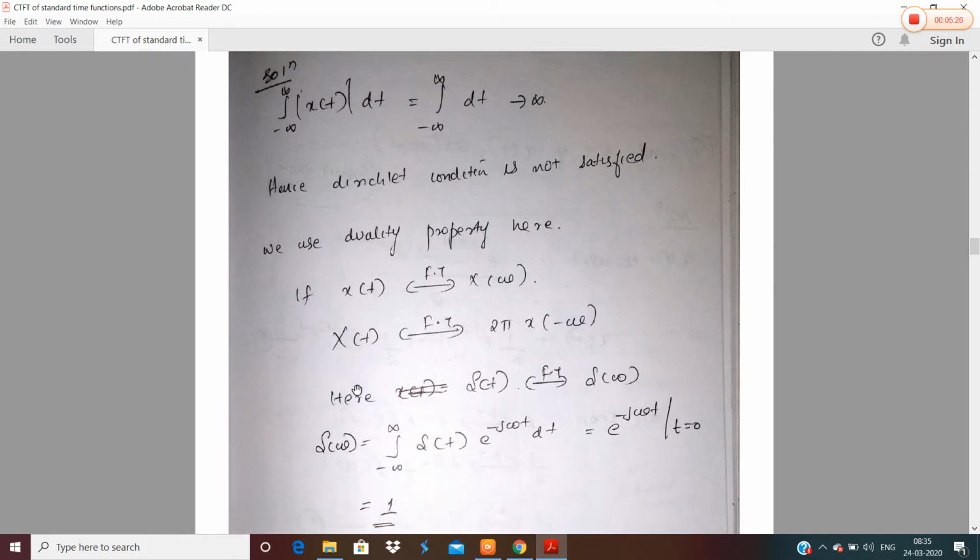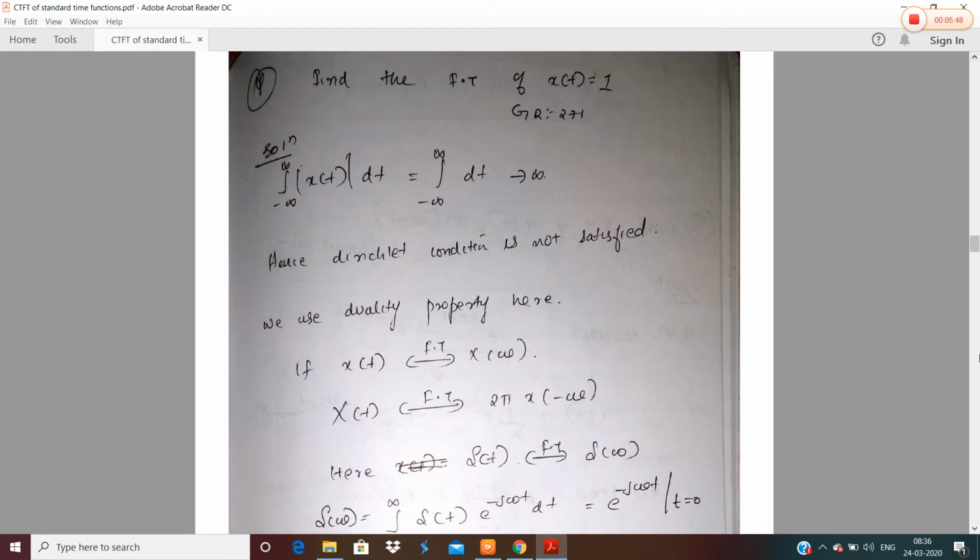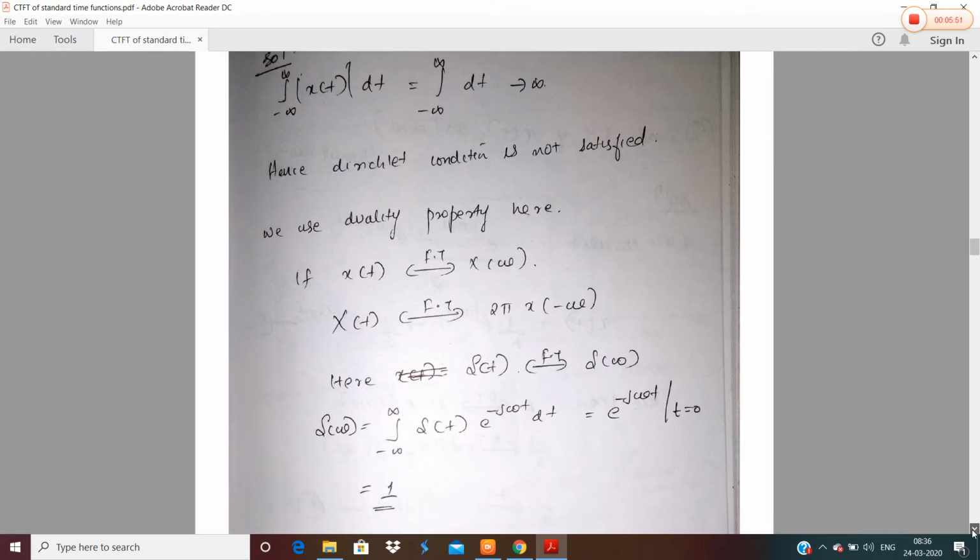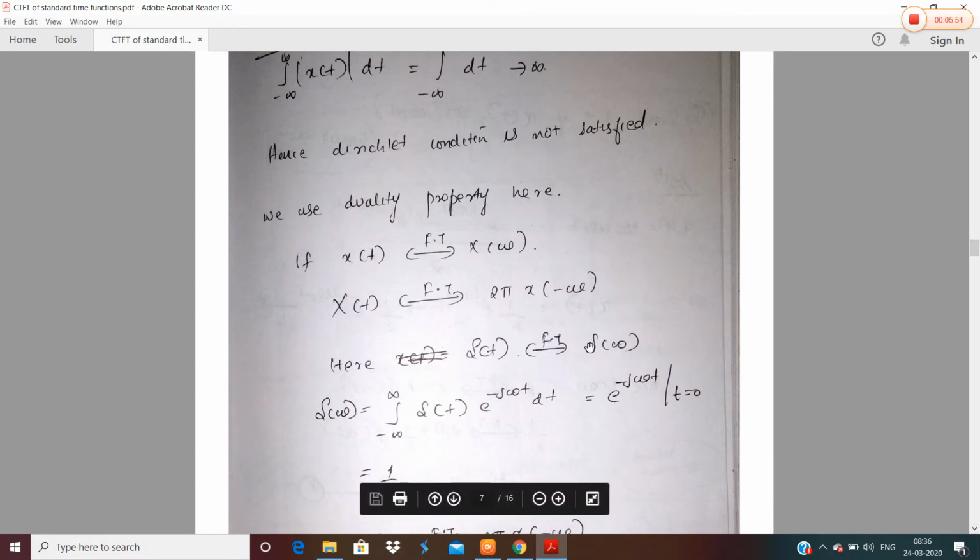The duality property states that if x of t Fourier transform gives you capital X of omega, then capital X of t Fourier transform should give you 2 pi into small x of minus omega. That is your duality property. So in this case, we are considering x of t as delta of t, and delta of t Fourier transform will give you 1. We have already found out that the Fourier transform of delta of t is 1. So X of omega is 1.